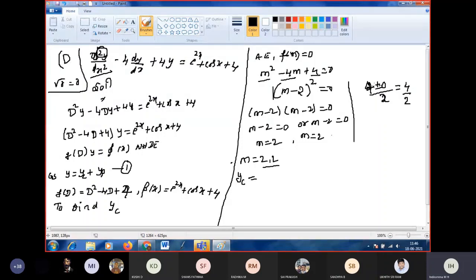Yes, ma'am. I got the same answer. Okay, right. So roots are real and equal. How to write yc? yc is equal to (C1 plus C2x) into e power 2x. So this is yc. Is there any doubt in finding yc?